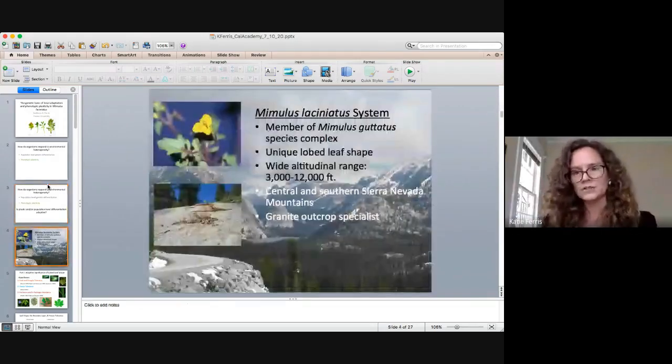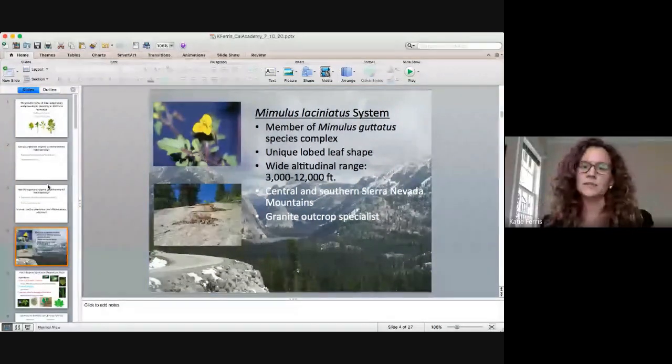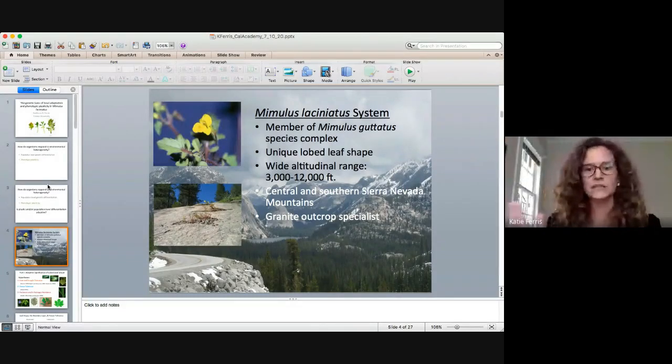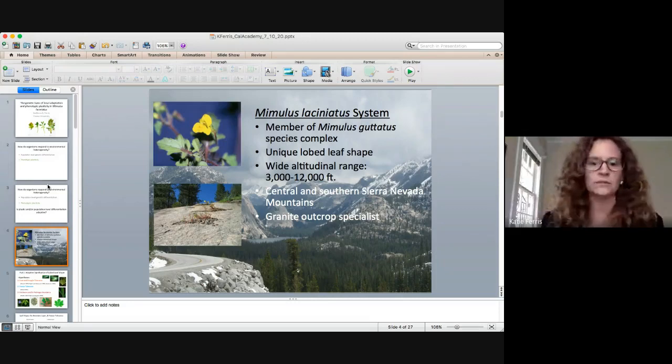So I address these questions using the Mimulus laciniatus system, and this is a system I developed as a PhD student and now work on in my lab along with my students. It is a member of the Mimulus guttatus species complex, which is an emerging ecological genomic system. It has a unique lobed leaf shape and occurs from 3,000 to 12,000 feet in the central and southern Sierra Nevada mountains. It specializes in granitic or other rocky outcrops, so pretty harsh plant habitats.